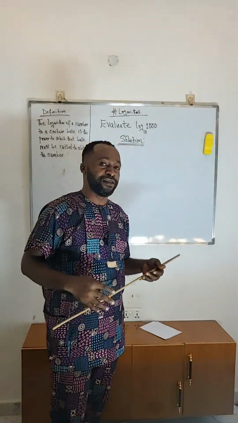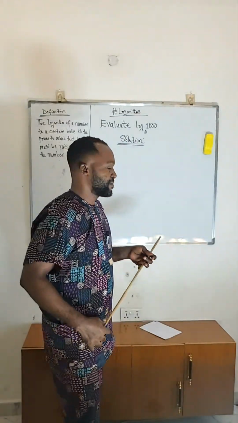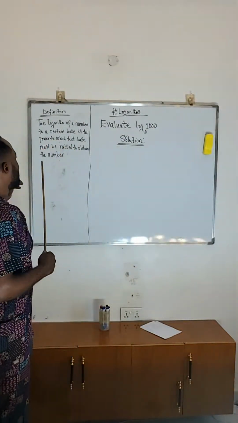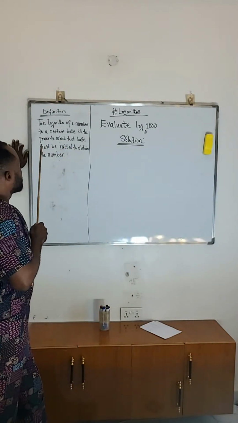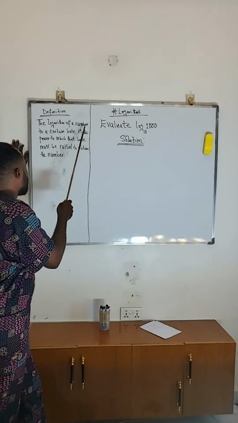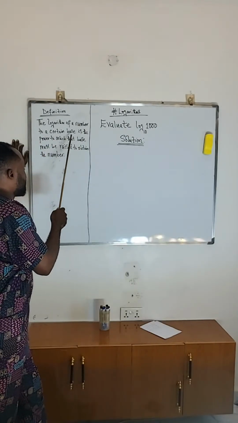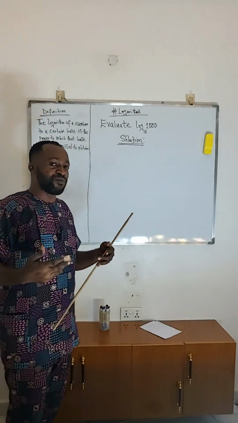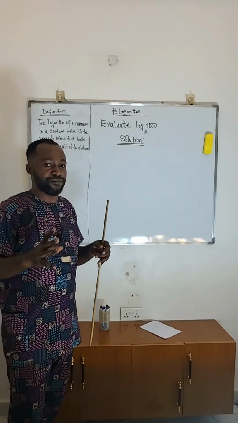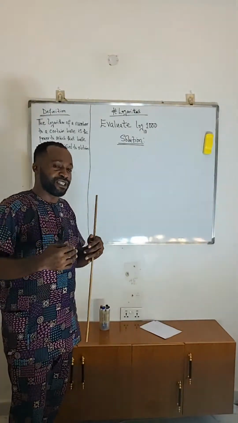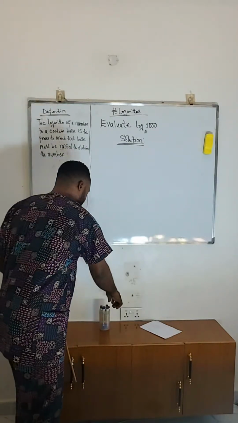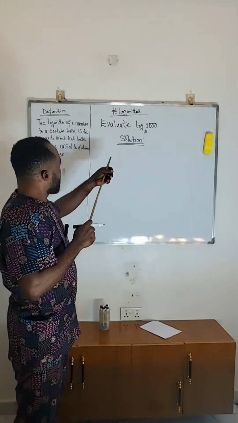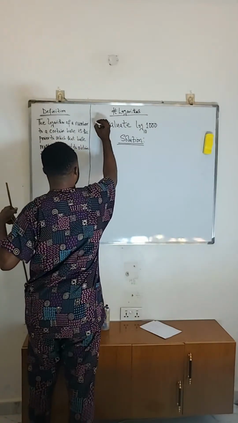We shall be looking at the basics of logarithm. From the definition of logarithm, you were told that the logarithm of a number to a certain base is the power to which that base must be raised to obtain that number. Once you understand it that way, it's going to be easy. So let's see the question we have today. This is question number 1.